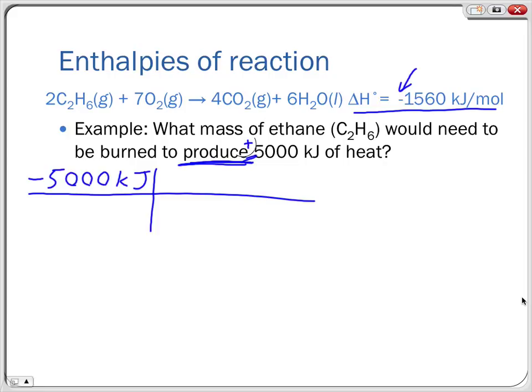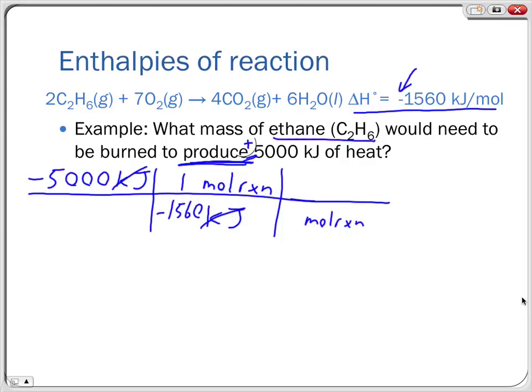First thing we want to do is get to our moles of reaction, and so we're going to put kilojoules on bottom and moles of reaction on top. For kilojoules we're going to use our delta H naught, negative 1560 kilojoules per 1 mole of reaction. That cancels out our kilojoules, takes us to moles of reaction. Now we are looking to figure out the mass of ethane, C2H6, so we want to go to moles of ethane, C2H6. 1 mole of reaction is how many ethanes? There's a 2 as the coefficient, so it's going to be 2 moles ethane. That cancels moles of reaction, takes us to moles ethane.